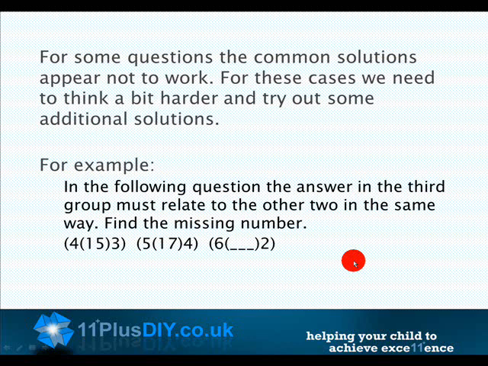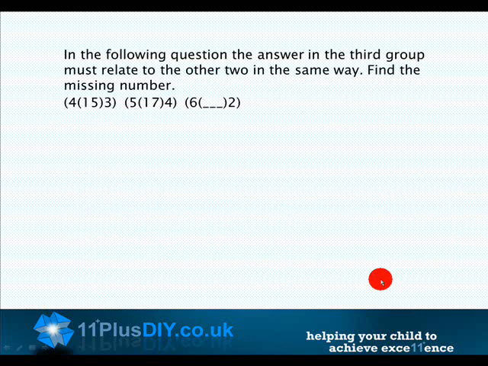For some questions, the common solutions appear not to work. For these cases, we need to think a bit harder and try out some additional solutions. For example, in the following question, the answer in the third group must relate to the other two in the same way. We need to find the missing number. Let's have a look at this in more detail.